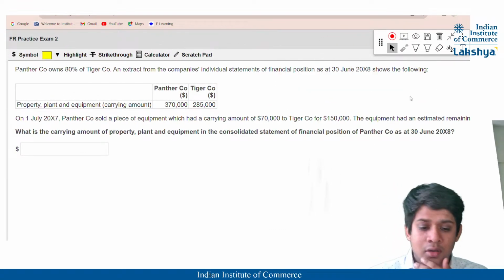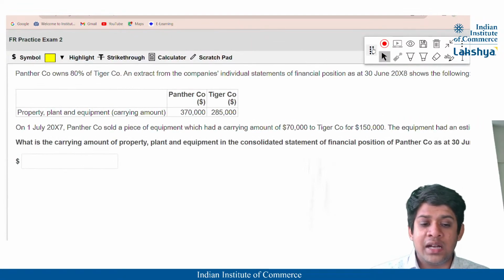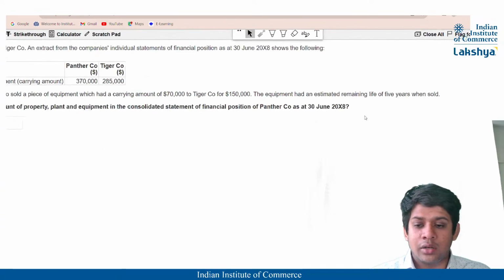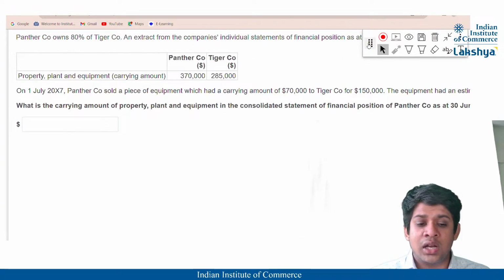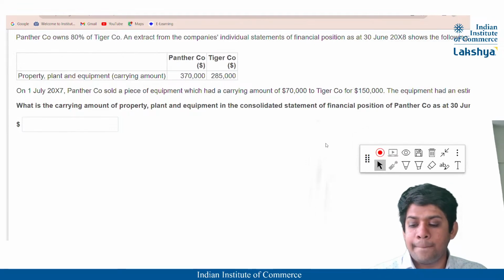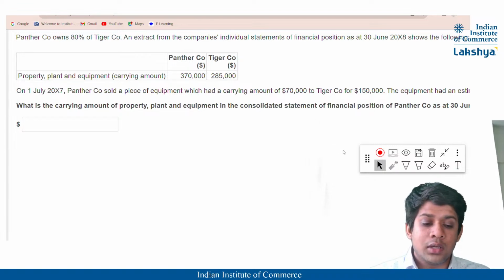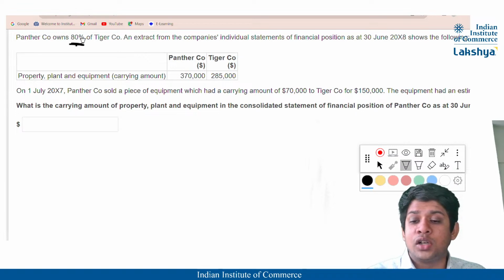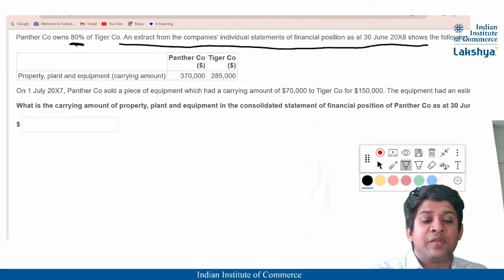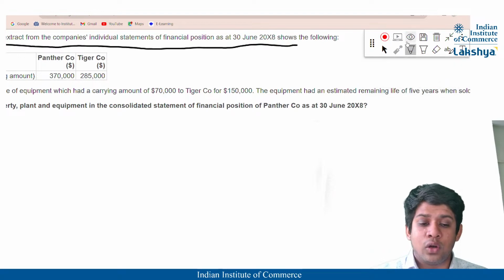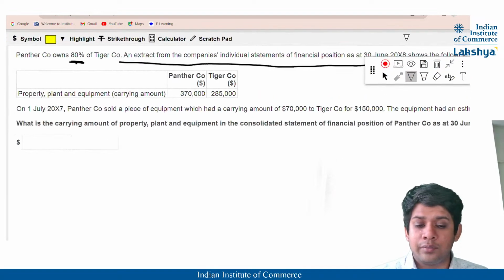Seems to be a big question, but also seems to be easy enough to be dealt with. This is question number 30. Okay, so last 3 questions of section A. After that, we'll jump to section B. Okay, guys. Panther Company owns 80% of Tiger Company. An extract from the companies' individual statements of financial position as at 30th June 2008 shows the following about Panther Company.